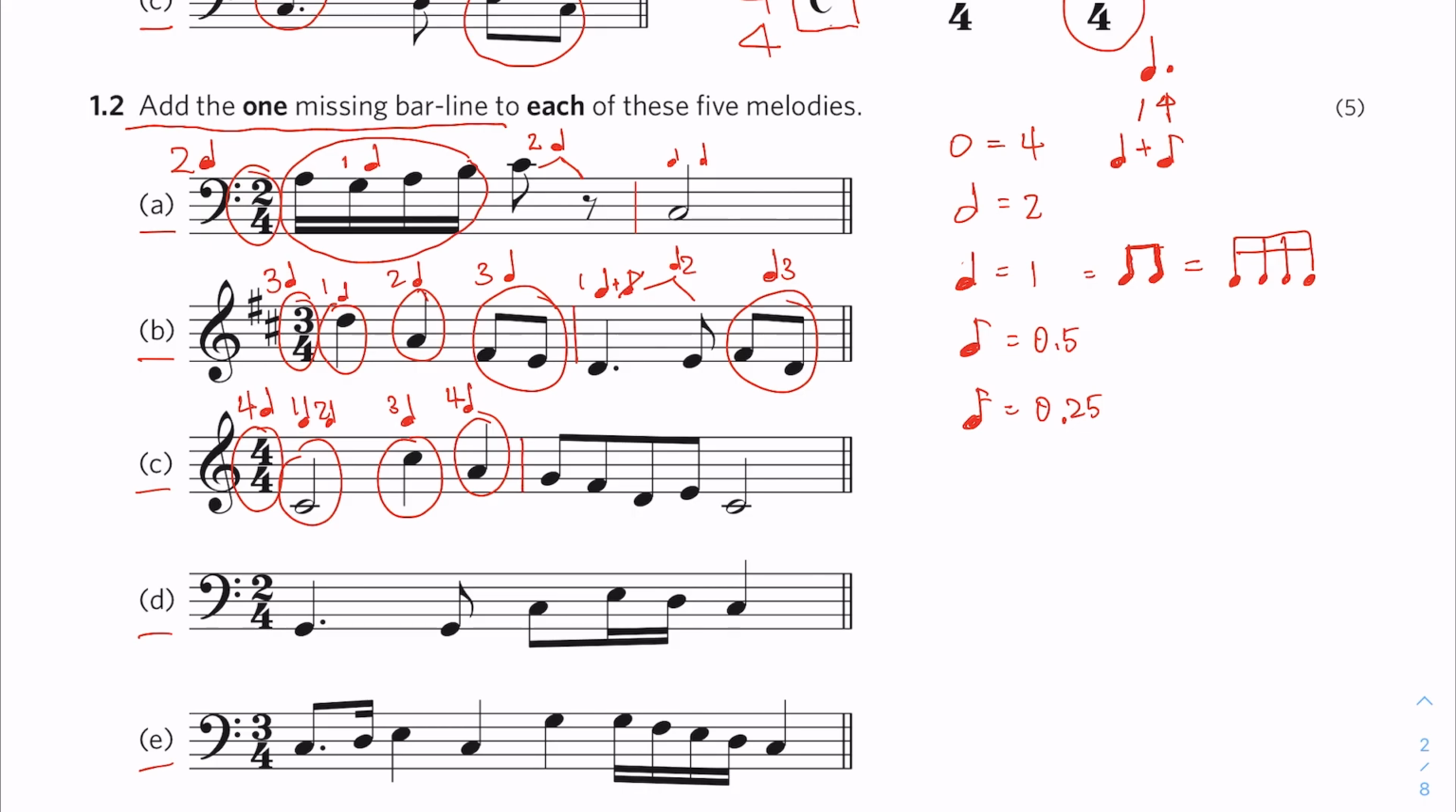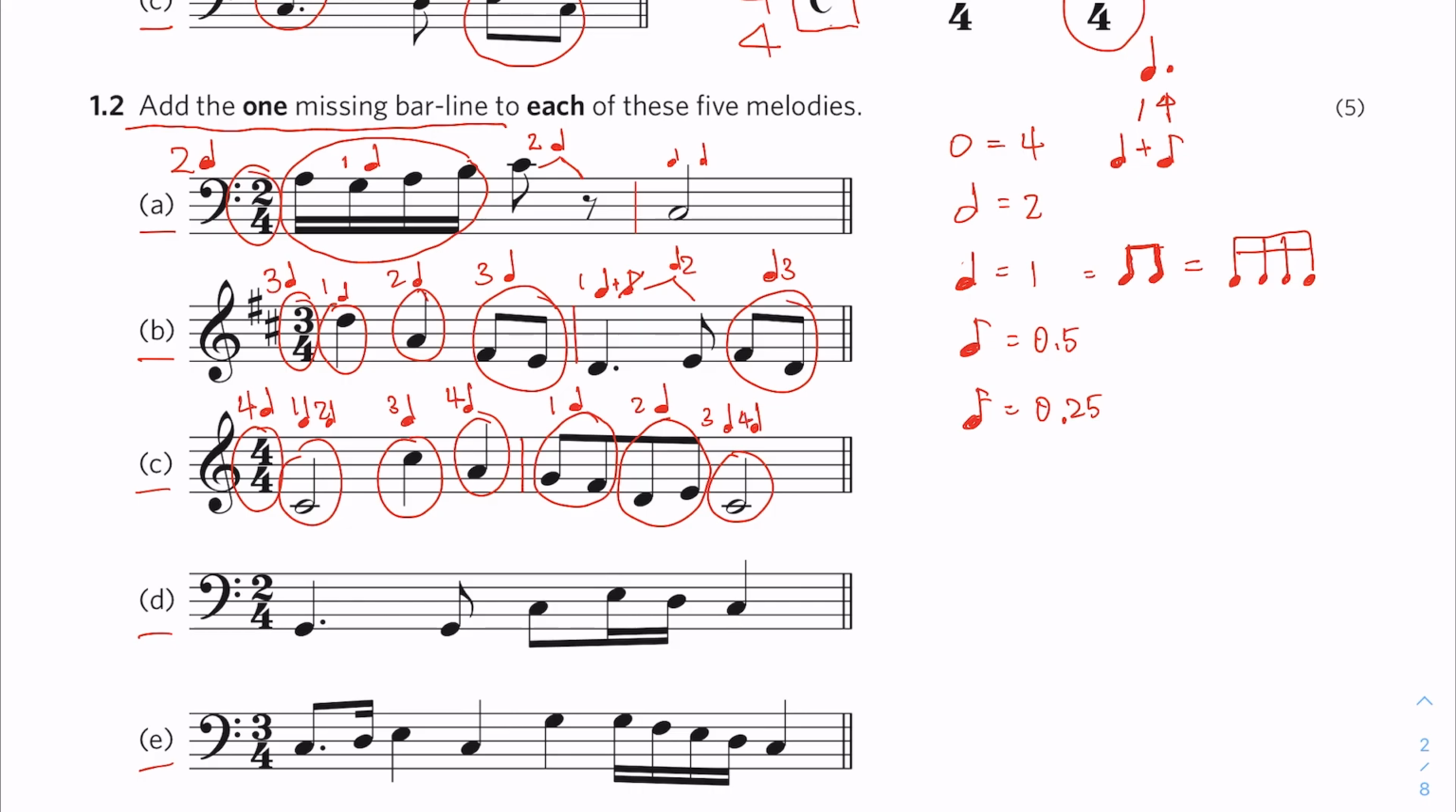Check the rest of the notes. We've got 2 quaver here, which is 1 crotchet. Another 2 quaver, another crotchet, and minim, which is 2 crotchets. So I've got 1, 2, 3, 4, and that's correct.